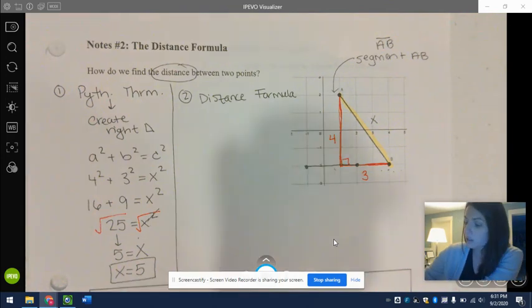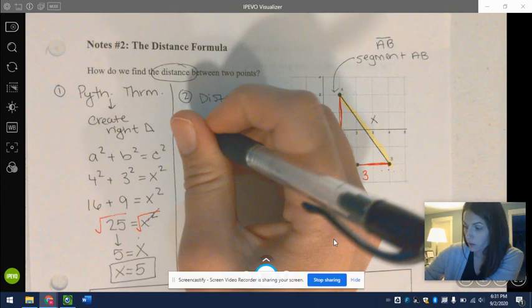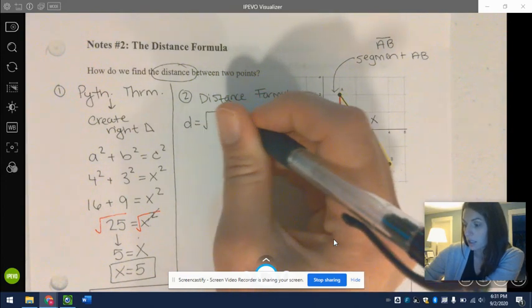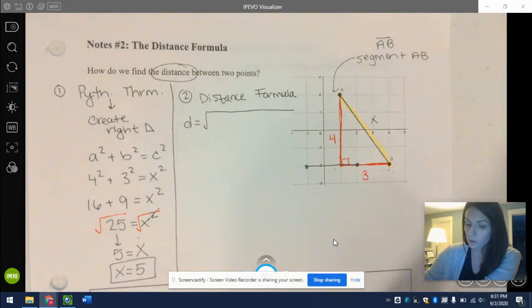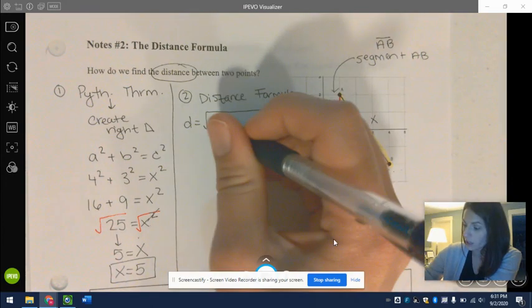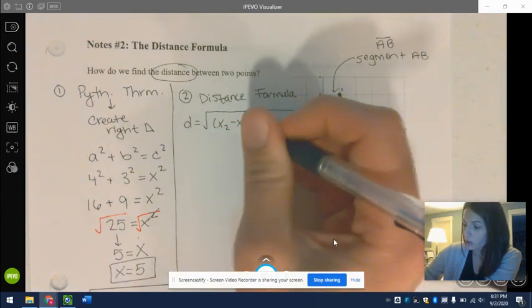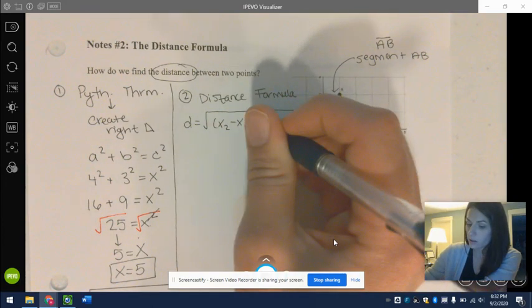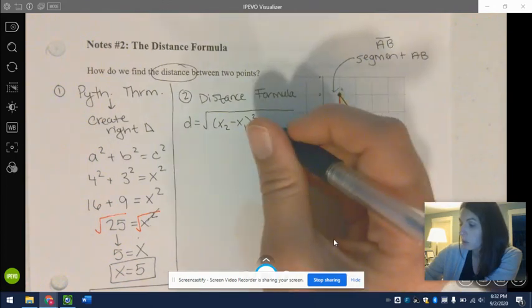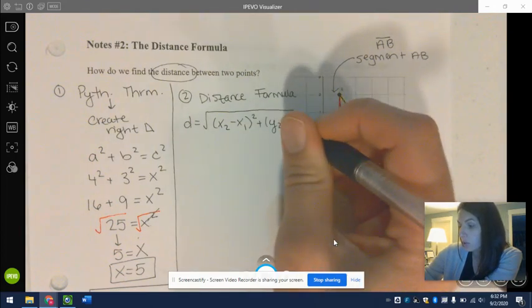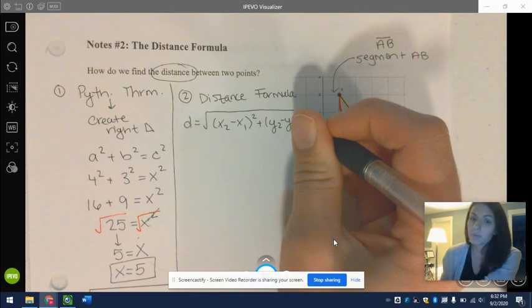So our distance formula is distance equals the square root of x2 minus x1 squared plus y2 minus y1 squared.